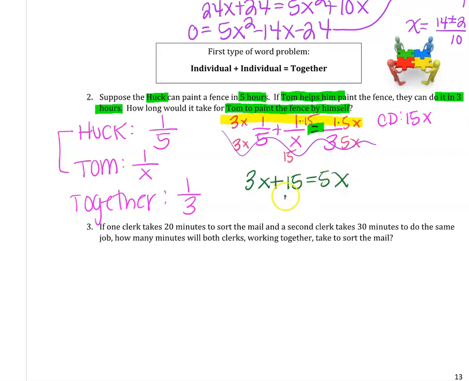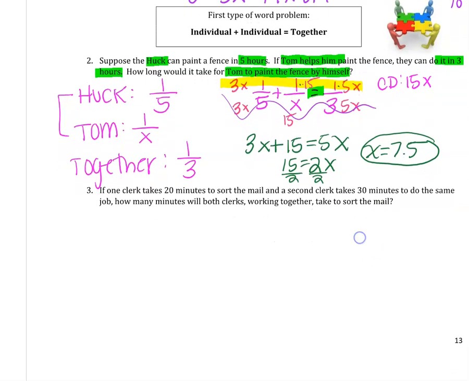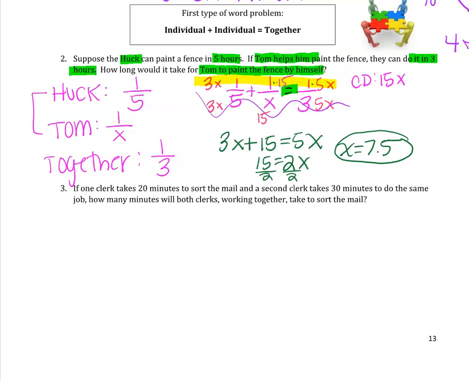So subtract the 3x, 15 equals 2x divided by 2. X would have to be 7.5. So Tom takes a little bit longer than Huck, but you know what? He's trying his best and he's helping us get the job done in 3 hours then. All right, so same idea.